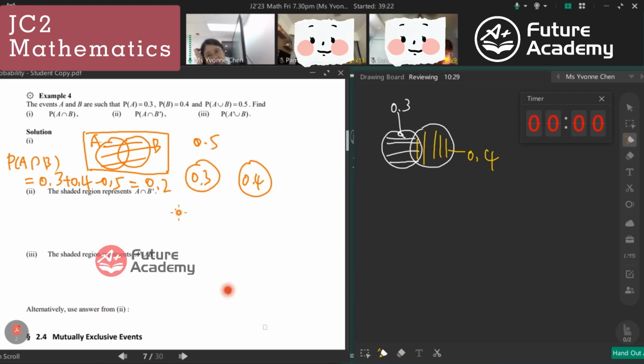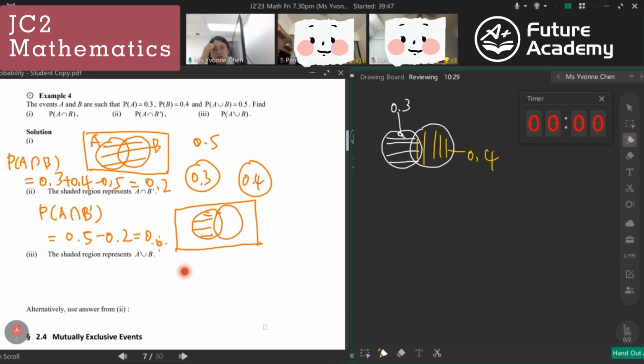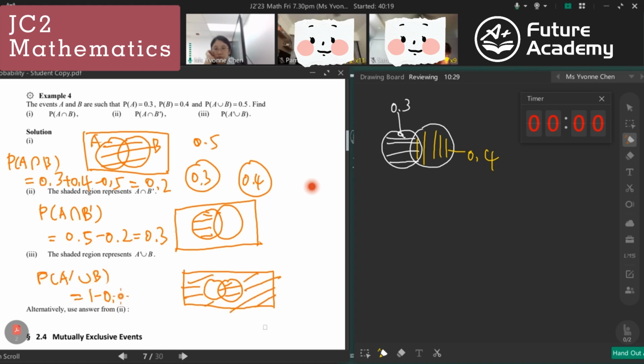Then we will shade the region of A intersect B complement. Basically it's in A but not in B, which is this part. This is the probability of A intersect B complement, which is the entire A minus the part in both, 0.5 minus 0.2. Okay, so the next part, A complement union B. Like this, it is 1 minus 0.3, which is 0.7. That's all done.